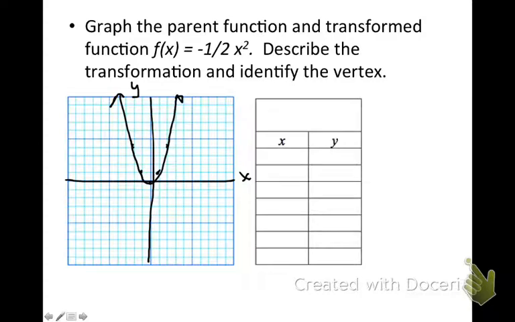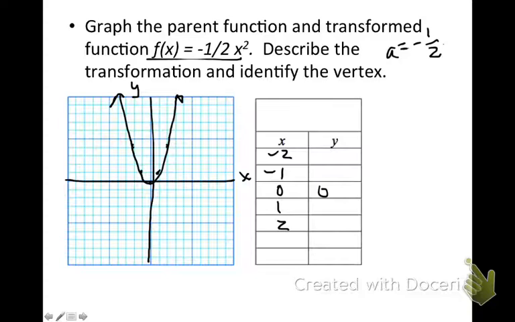Now let's graph the transformed function f of x equals negative 1/2 times x squared. Our a value is now negative 1/2. So we'll see what happens when our a value is negative and also when it's a fractional amount. I have the parent function graphed already so we can compare it. And I know that my vertex is going to be at 0, 0 because my h and k are 0, so I'll see what's happening at negative 1, negative 2, and 1, 2.